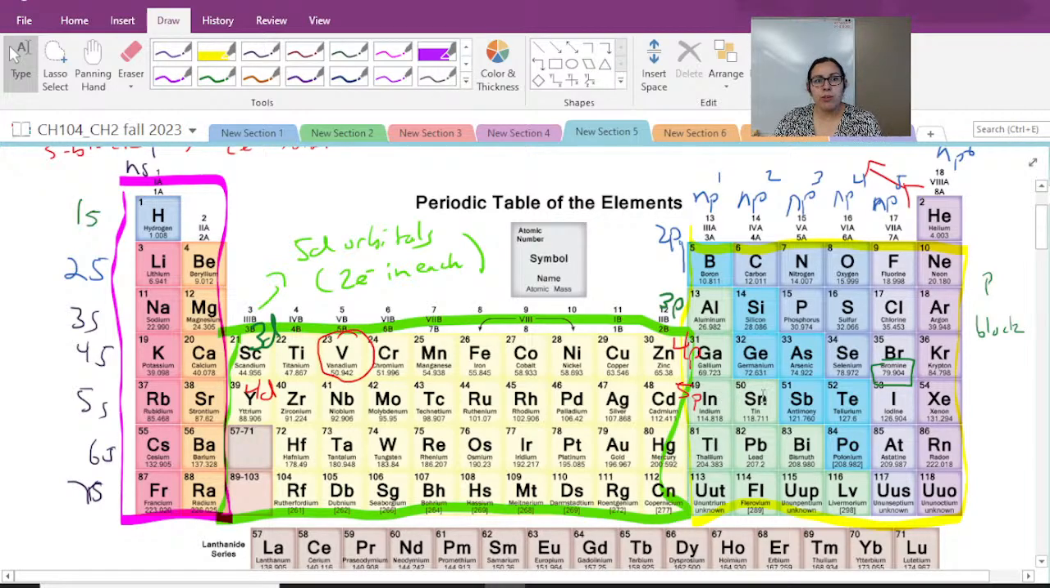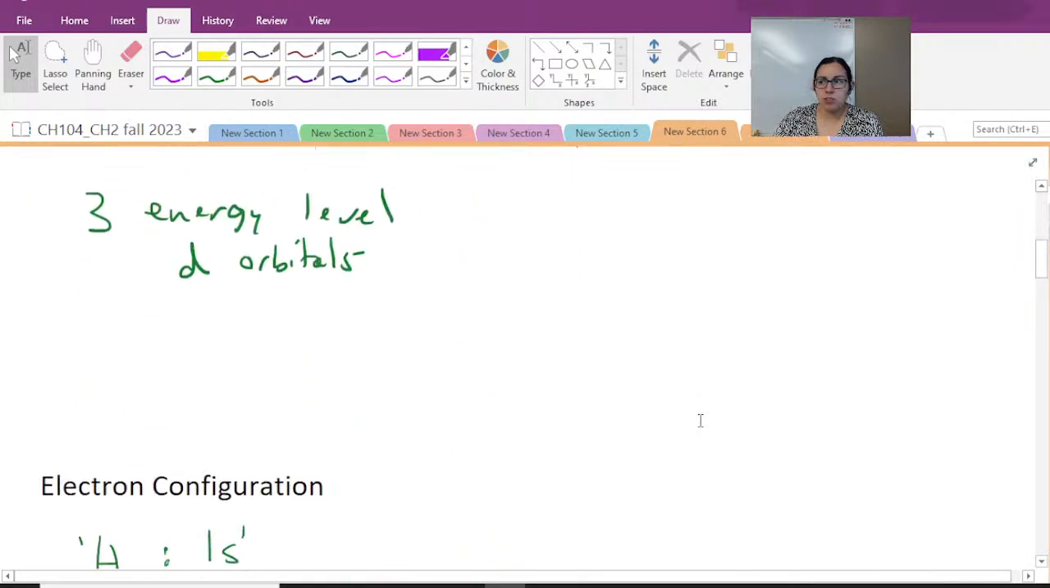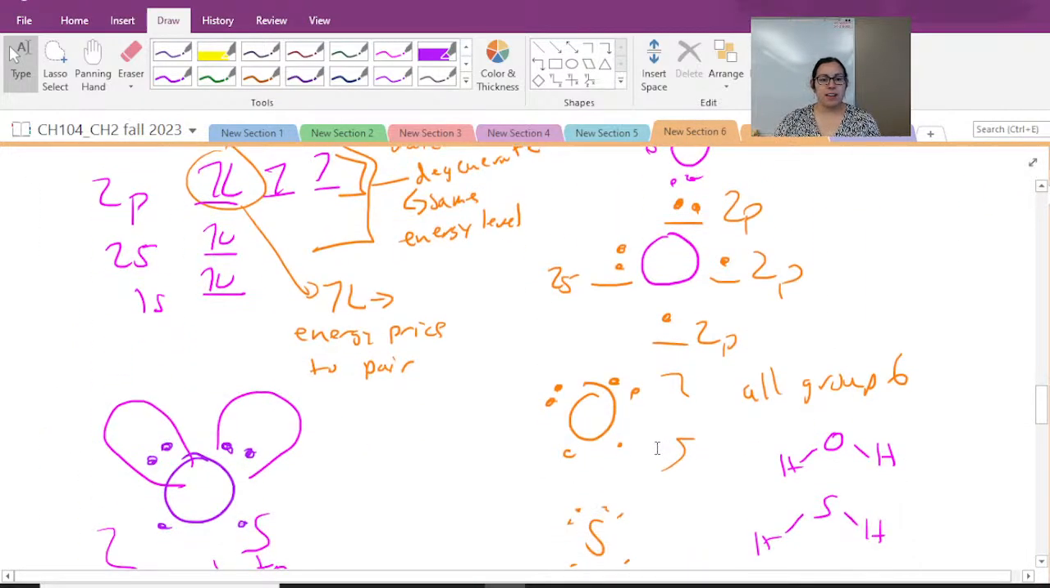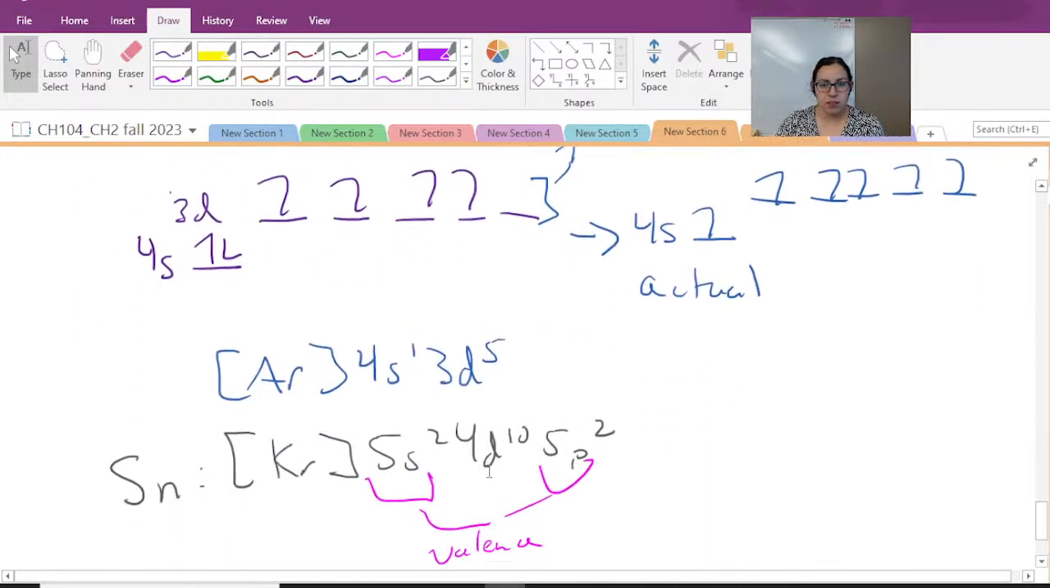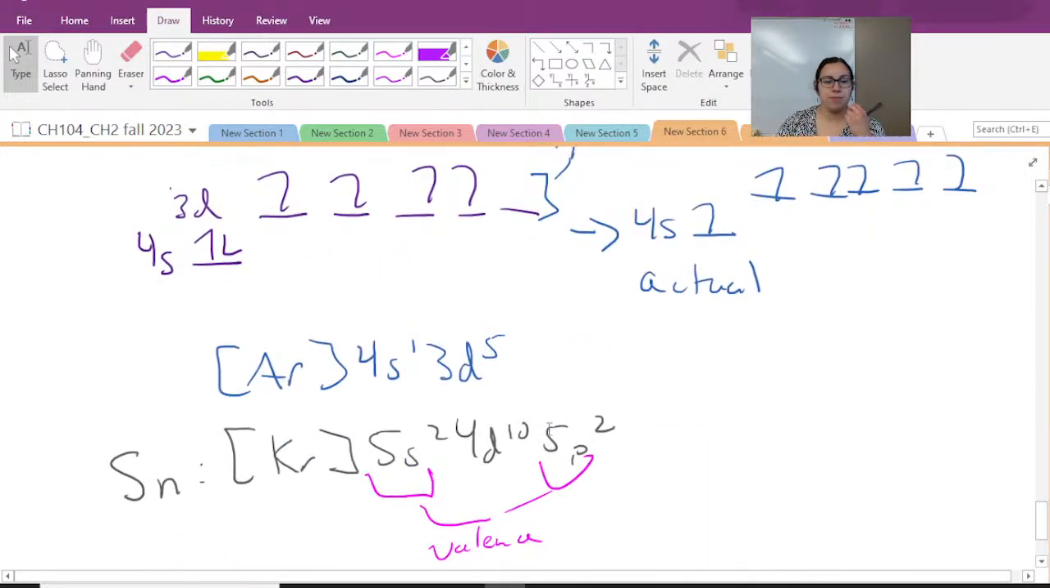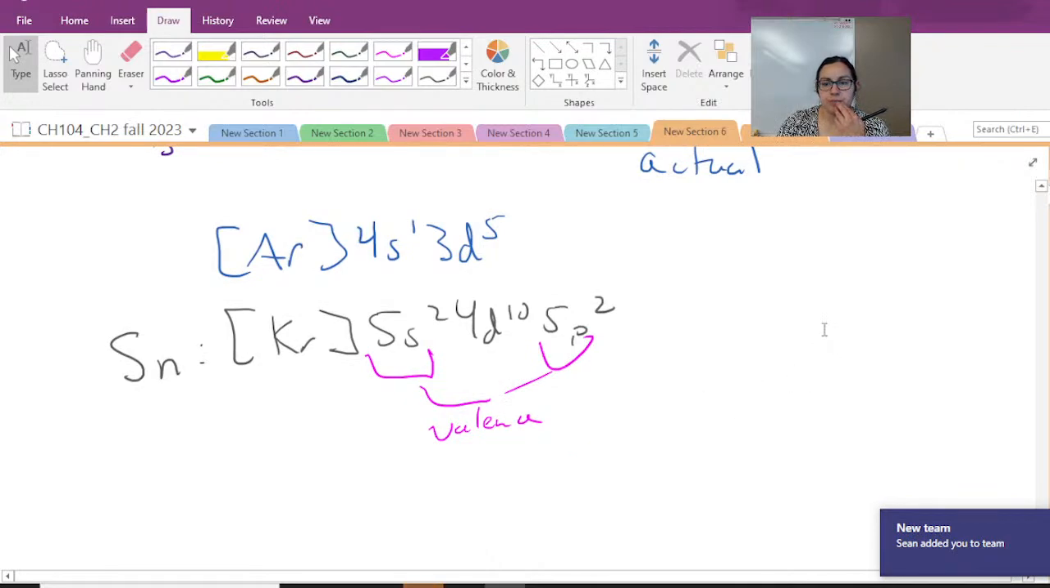Again, this is for the neutral atom, so the number of electrons is the same as our atomic number. Just keep that in mind as well. You're adding all of this up for the neutral, so if you have a charged species, your electron configuration could change.